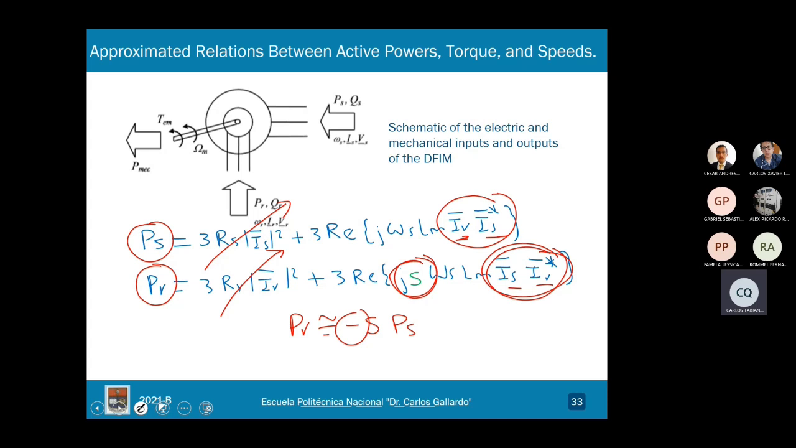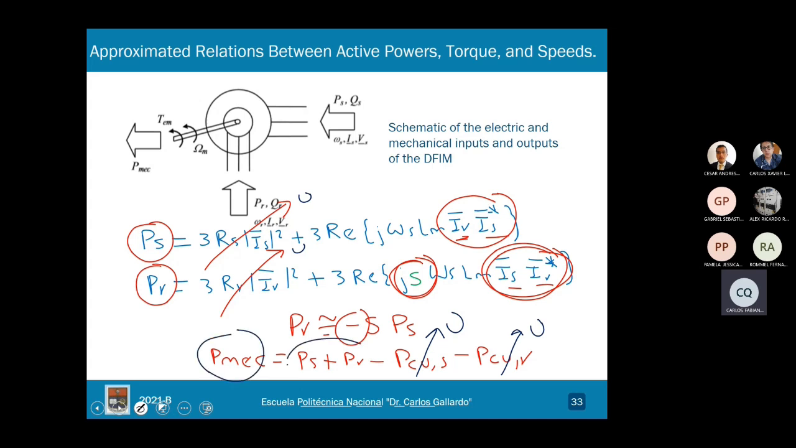So let's simplify this equation. The mechanical power is equal to the stator active power plus the rotor active power minus the copper power losses in the stator minus the copper power losses in the rotor. But if I want an approximation, I am neglecting these two terms. So the mechanical power is equal to the stator active power plus the rotor active power.